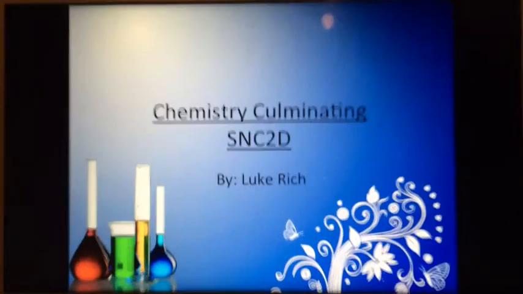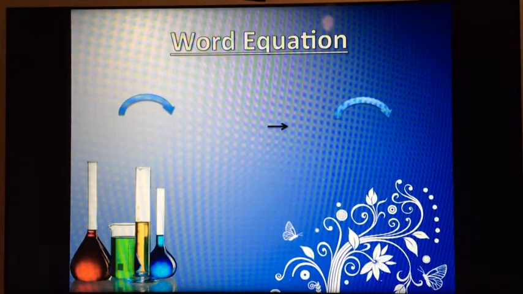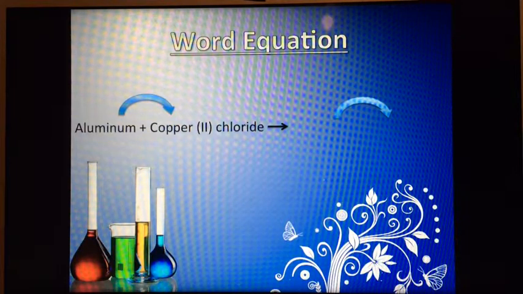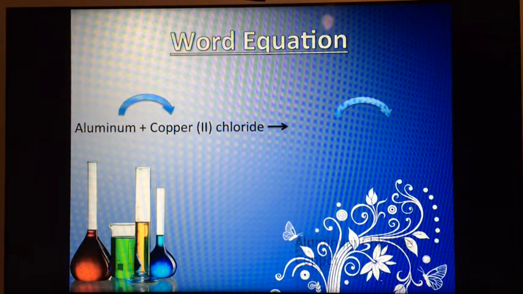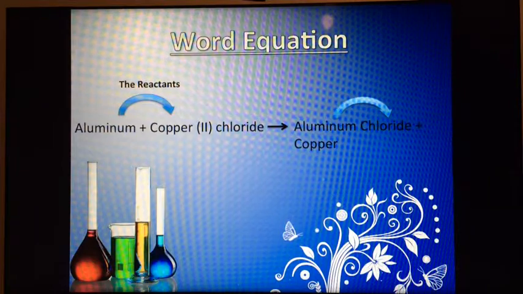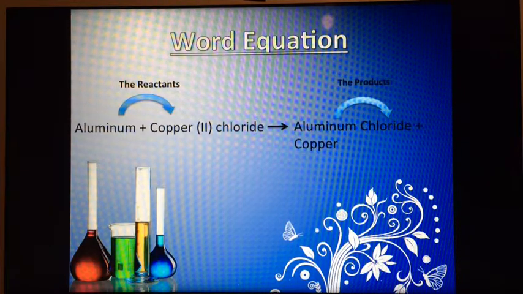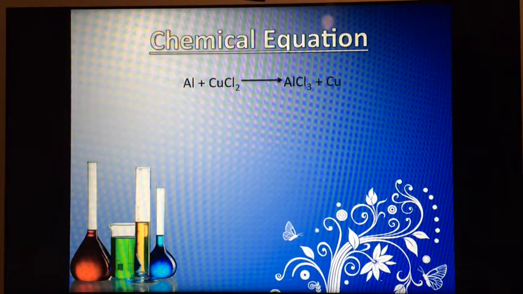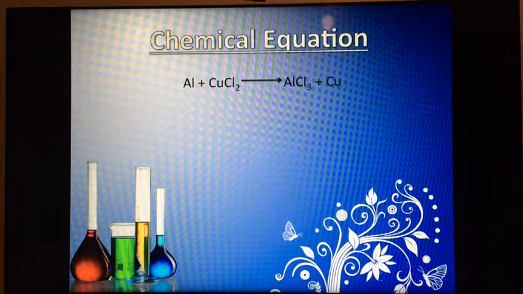Let's get started. We are given a chemical equation and we put it into a word equation. So, aluminum plus copper(II) chloride forms aluminum chloride plus copper. Aluminum and copper(II) chloride are the reactants. Aluminum chloride and copper are the products. Now the chemical equation: Al plus CuCl2 forms AlCl3 plus Cu.